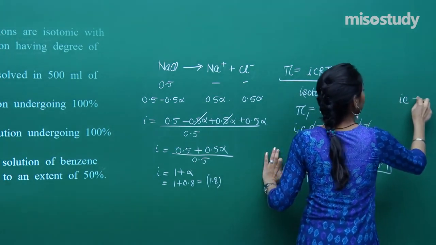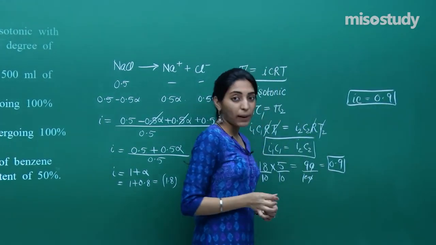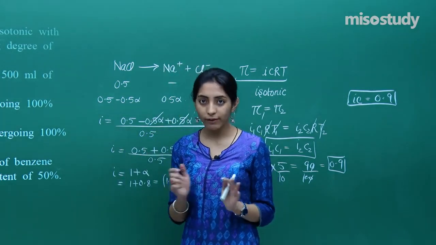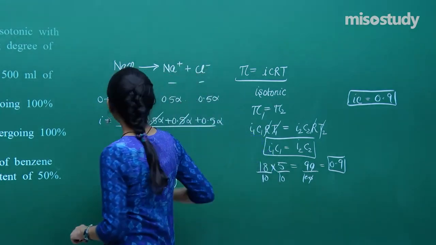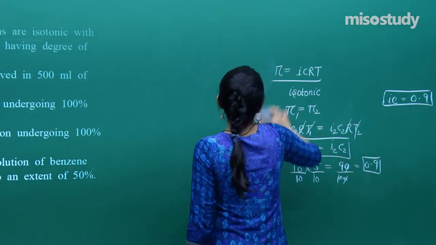So the iC value is 0.9, and we need the same iC value to be obtained for the other solutions also. Let us see what can be the iC values for other solutions. Do remember this value 0.9.